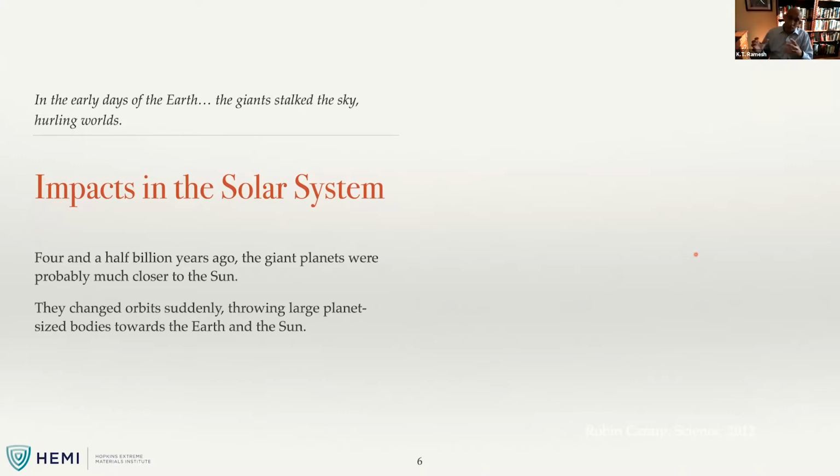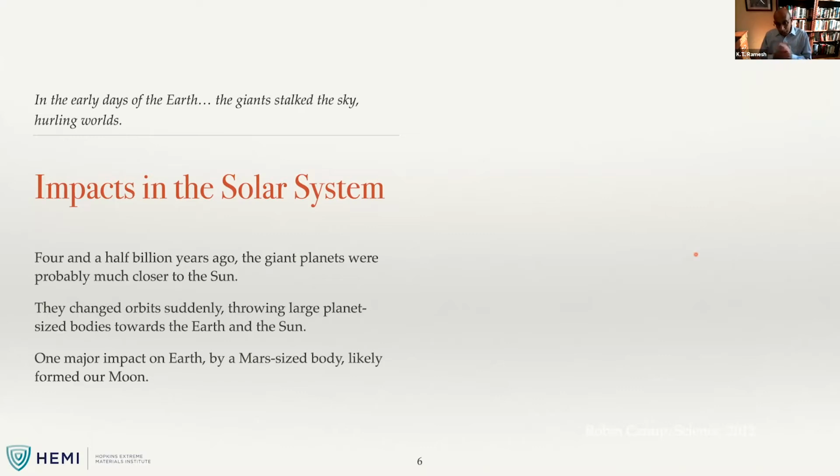So they started further towards the sun, and then they began to move out towards where they are now, outside the orbit of Mars, right? As they were moving out, they picked up a number of large planet-sized bodies, parts of the early solar system, and threw them in towards the sun and the Earth.